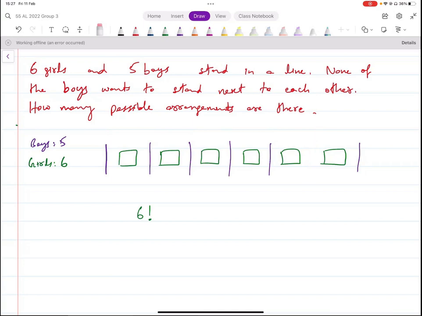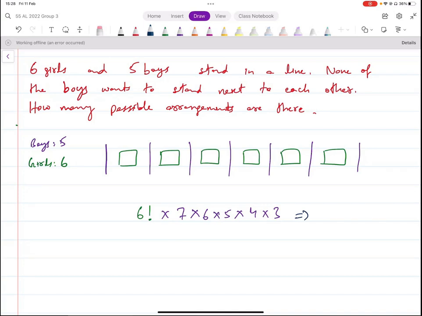So the first boy has 7 options, 7 possible positions to stand. So we've got 7 there. Second one has 6 available options left. The third one has 5 available options left. The fourth has 4, and the fifth has 3. So this is going to be the total number of ways that we get here.